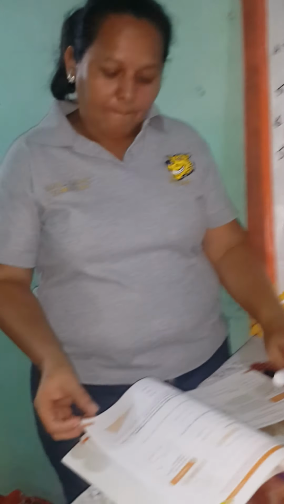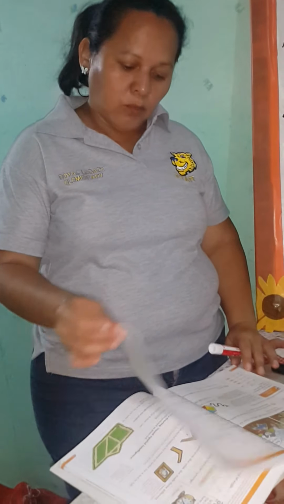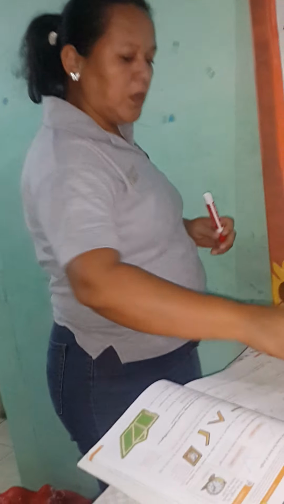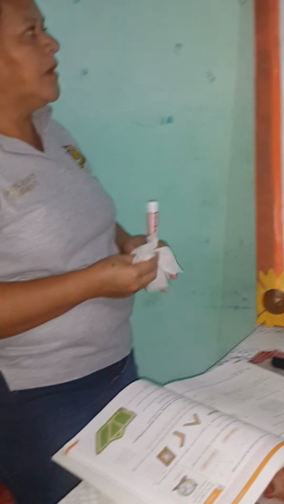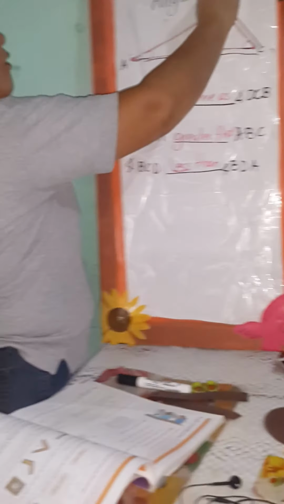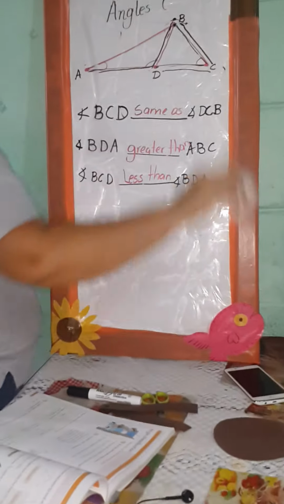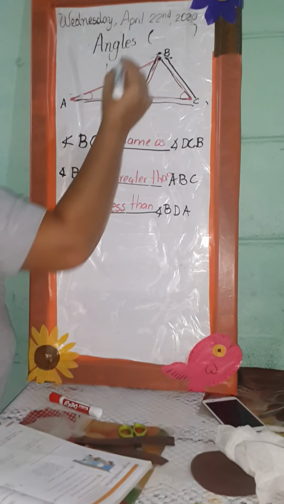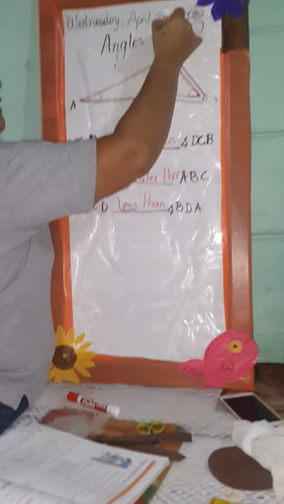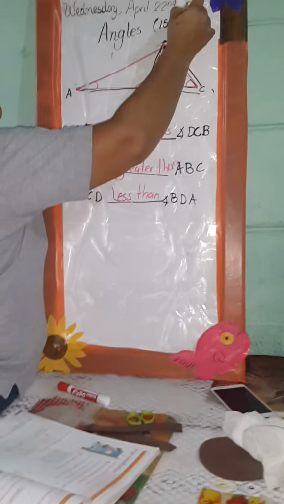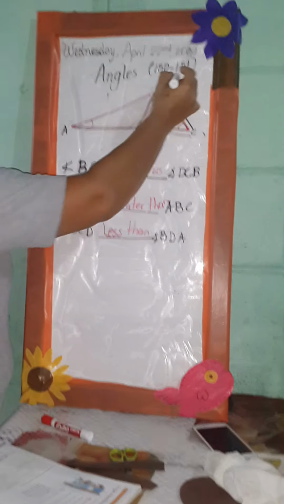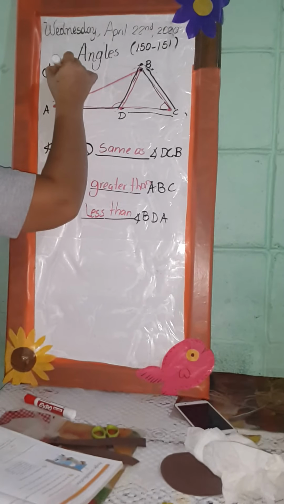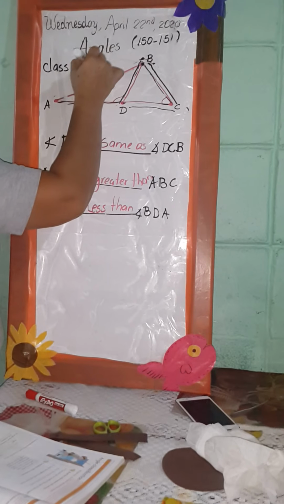Okay? Please go to page 150. We are going to continue with the topic of the angles, but now we will classify them. We're going to learn how to classify one angle from the other. So 150 to 151. This is the other class. The classification of angles.